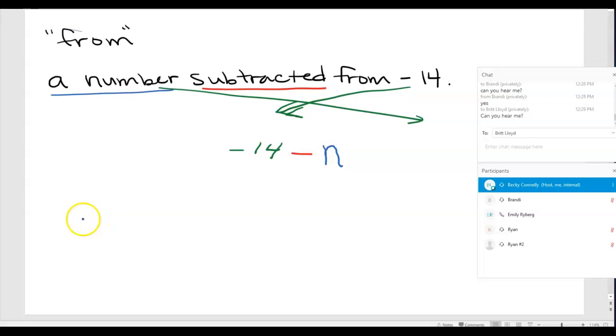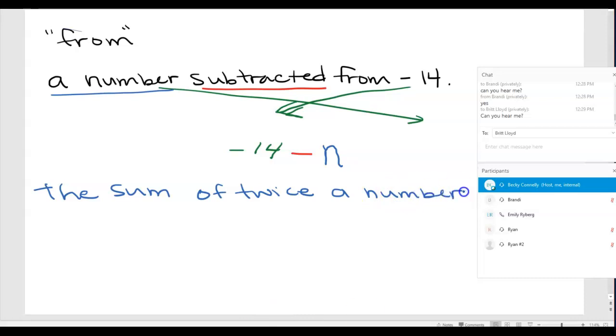I want you to see if you can help me translate this, and then we'll solve it. All right, so this one says the sum of twice a number and 6 is 4. Okay. So then we're going to want to find the number, but first we need to translate this.